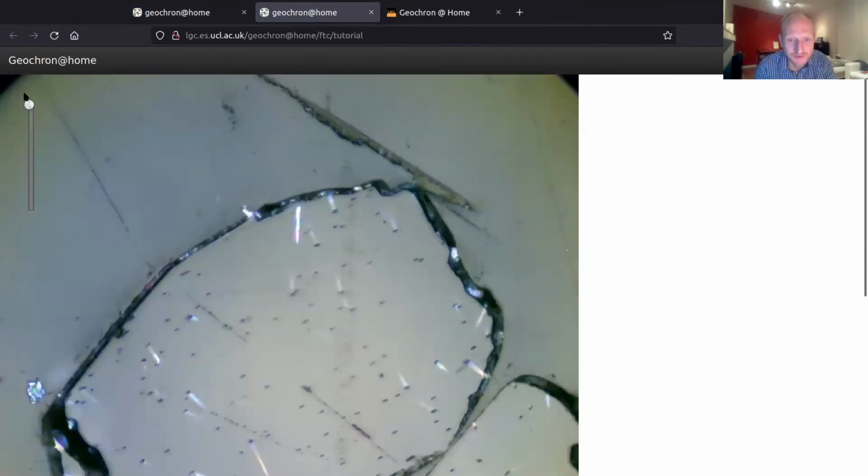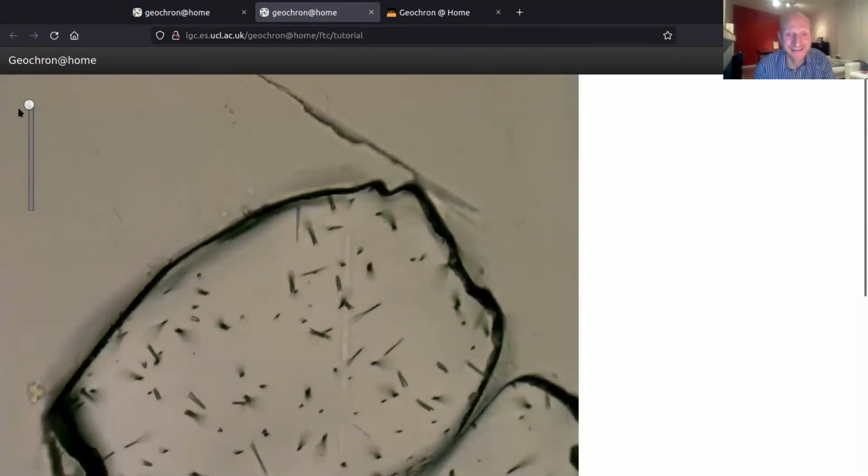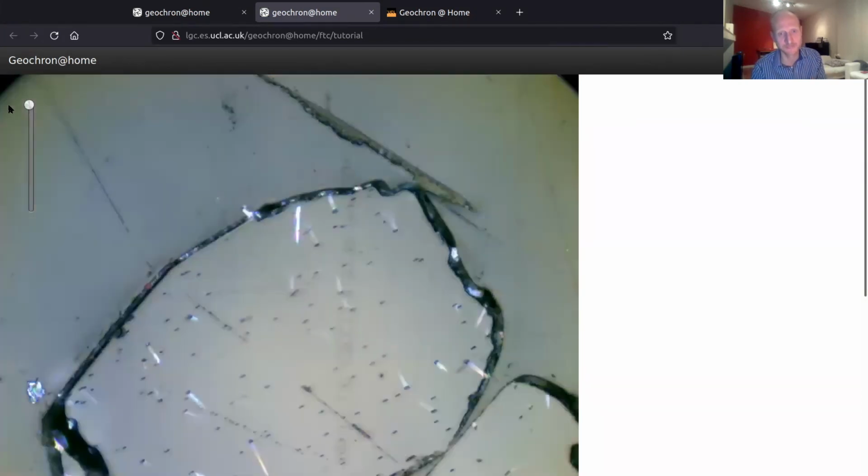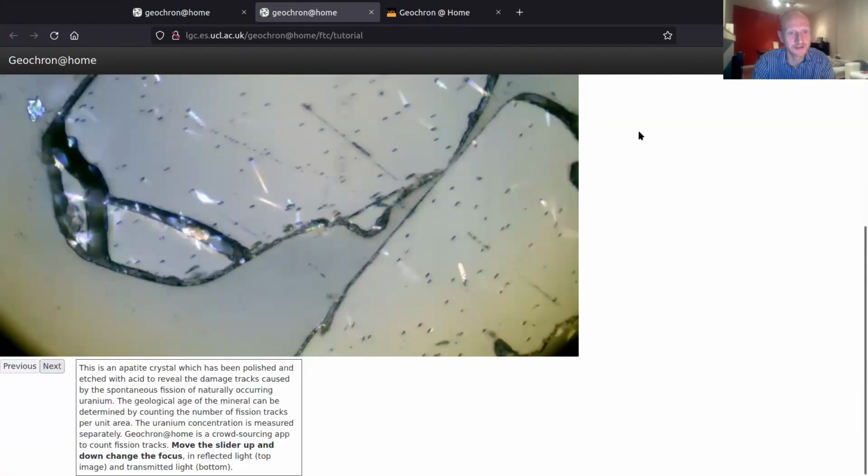Oh, my user interface has suffered a little bit from the Zoom connection. I don't know why, but you can see that when you focus in and out of the crystals, you can see the grains in transmitted light and in reflected light. And I don't know. Ah, there we go. I think I know why. Okay, there we go.